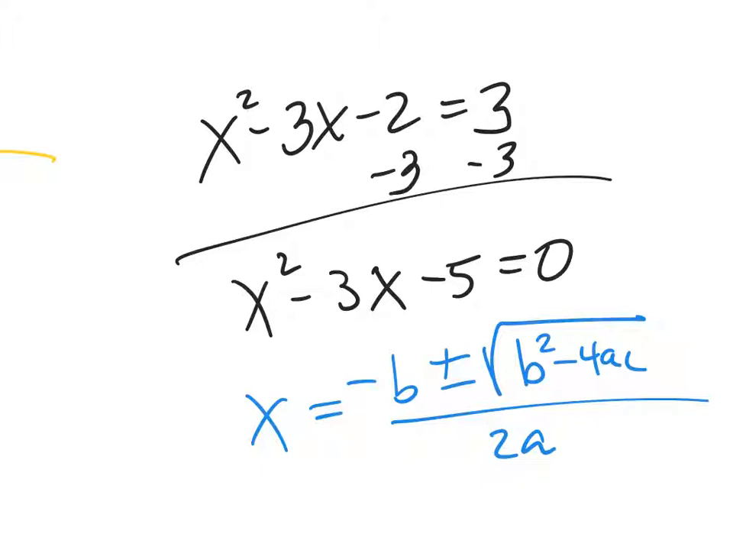Okay, I'm gonna go put my numbers in now. So a lot of people are like, so what are A, B, and C? A is 1, B is -3, C is -5.